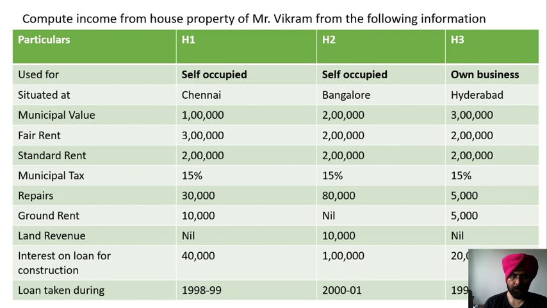Land revenue nil for the self-occupied property, self-occupied 10,000, and self-occupied house 2 property 10,000, and on business house 3 nil. Interest on loan for construction is 40,000 for house 1, 1 lakh for house 2 property, and 20,000 for house 3 property. The loan was taken in 98-99, 2000-2001. So you have to find out the correct answer.